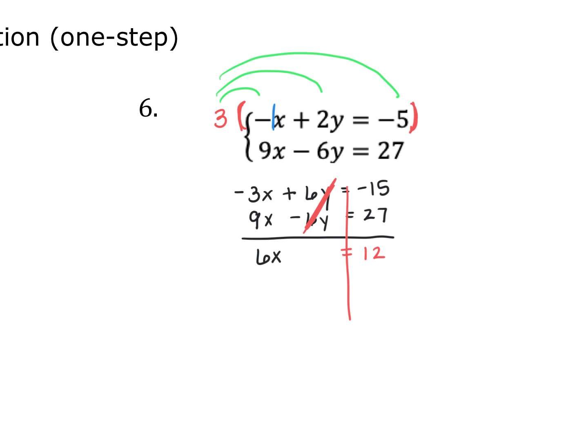Okay, so I have 6x equals 12. We want to get that 6 all by itself, so they're multiplied right now, so I'm going to divide by 6, and I get x equals 2. Now that I know that x equals 2, I'm going to take this 2, and I have to plug it in for one of my original equations, so I'm going to go back here and erase what I got there. Could be the top one or the bottom one.